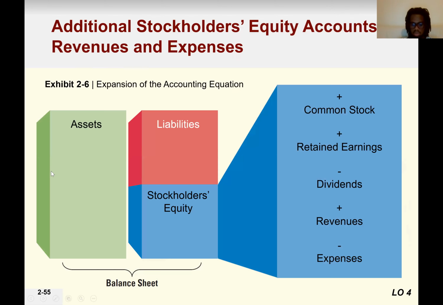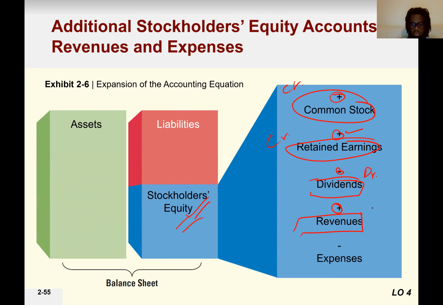For shareholder equity, if common stock increases, credit, because common stock increases the owner's equity. Retained earnings increase the owner's equity, so we make it credit. Dividends decrease the owner's equity, so dividends would be debited, written on the debit side. Revenue increases the owner's equity, so revenue would be credit. Expenses decrease the owner's equity, so expenses would be debited. Any question?